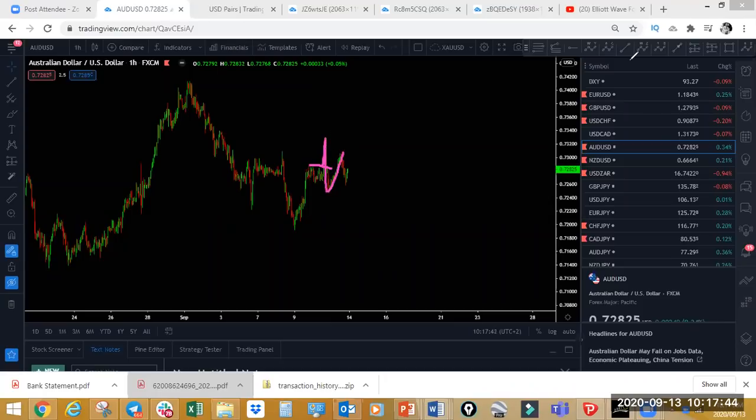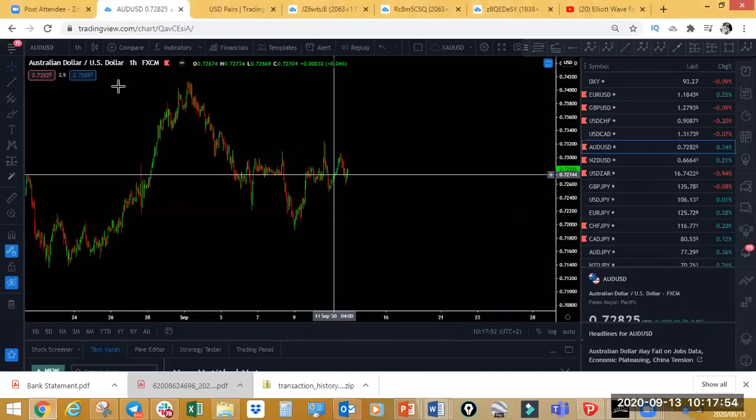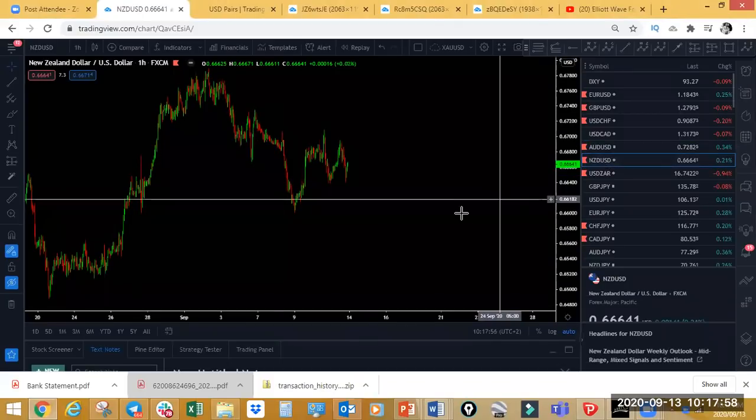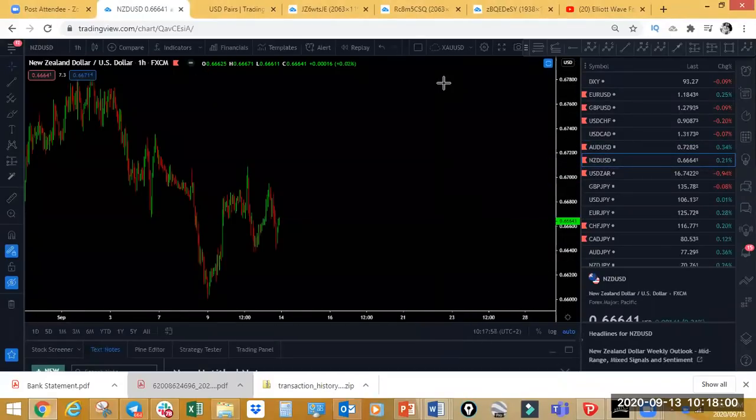Now we're looking at this corrective structure. So let's have a look at how this is going to play out. This should be a corrective structure. We'll be looking for this one before we make a move to the upside. So it's just sideways on AUD US dollar. Shouldn't be much happening there on AUD US dollar. Let's have a look. New Zealand US dollar is the same, has made a pulsing move.